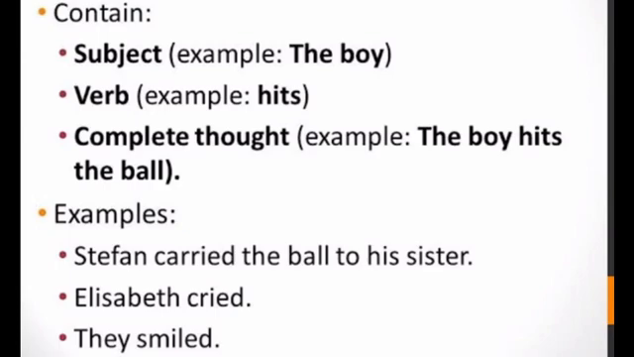Dear friends, in the first sentence, Stefan carried the ball to his sister. There is a subject, Stefan, and carried the ball to his sister is the predicate. Predicate means verb plus object and the rest. In the second sentence, Elizabeth is the subject and cried is the verb. That sentence is meaningful because it is complete in itself. And the third one, they smiled. Here they is the subject and smiled is the verb, and that sentence is complete and it can stand alone.